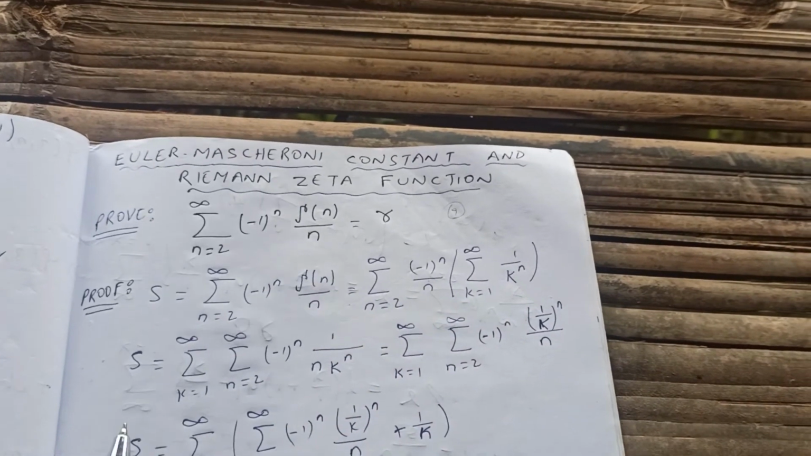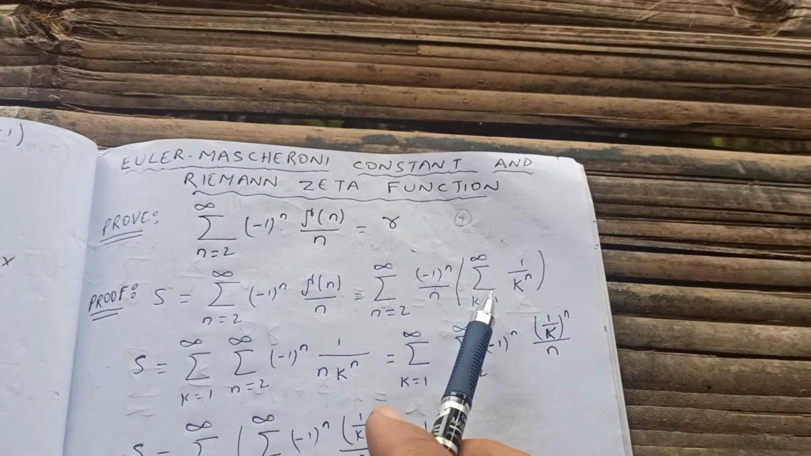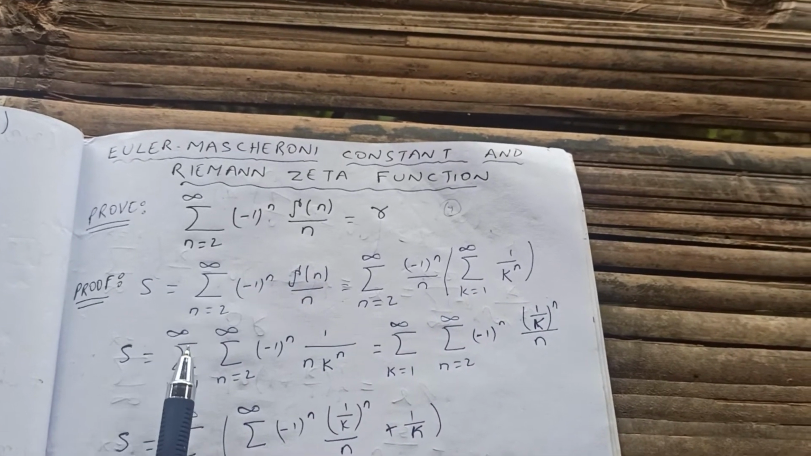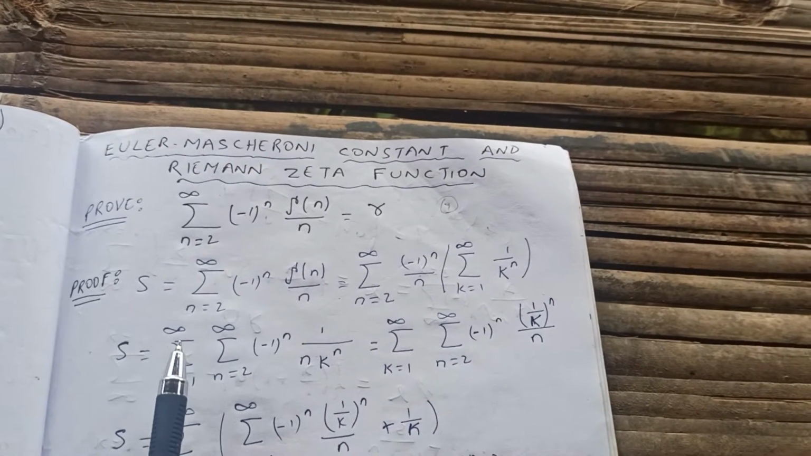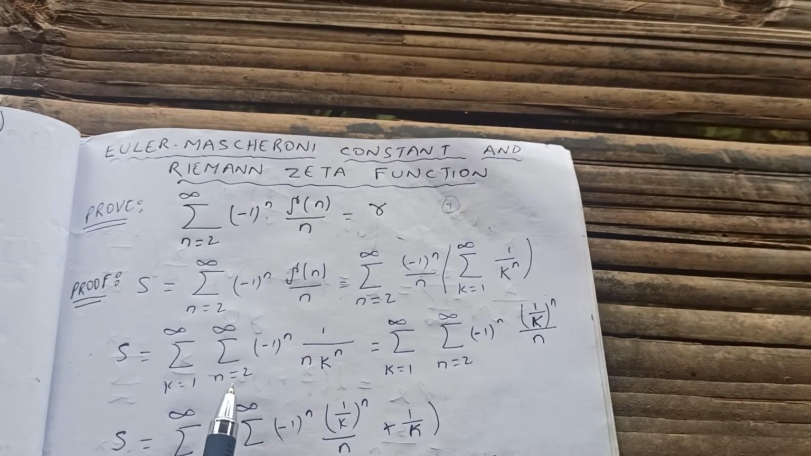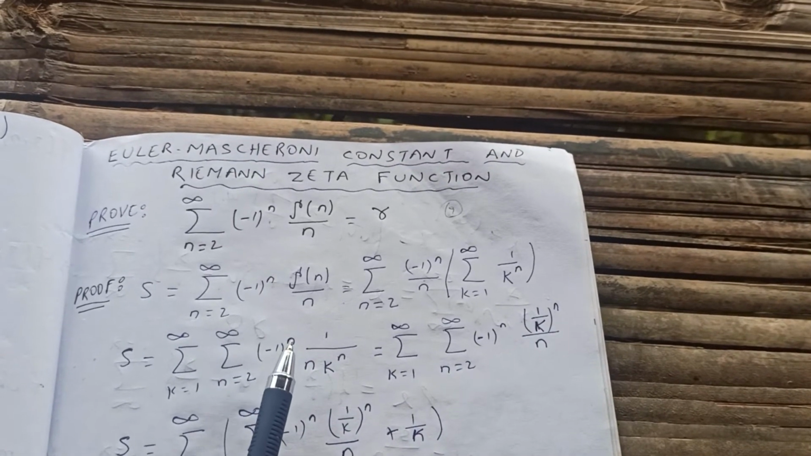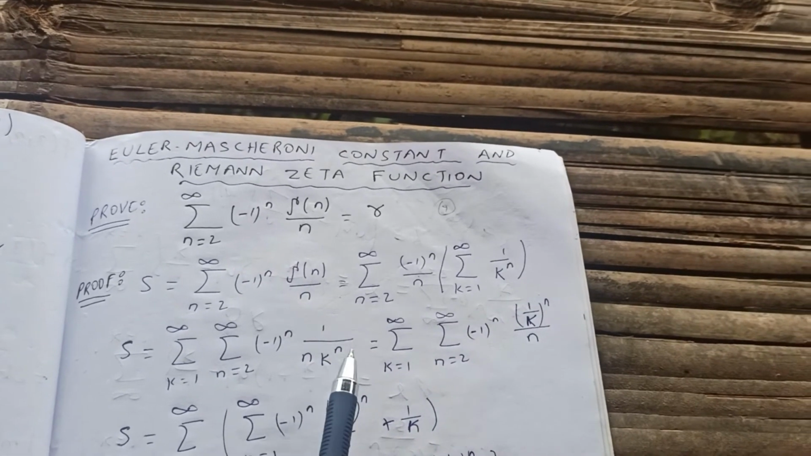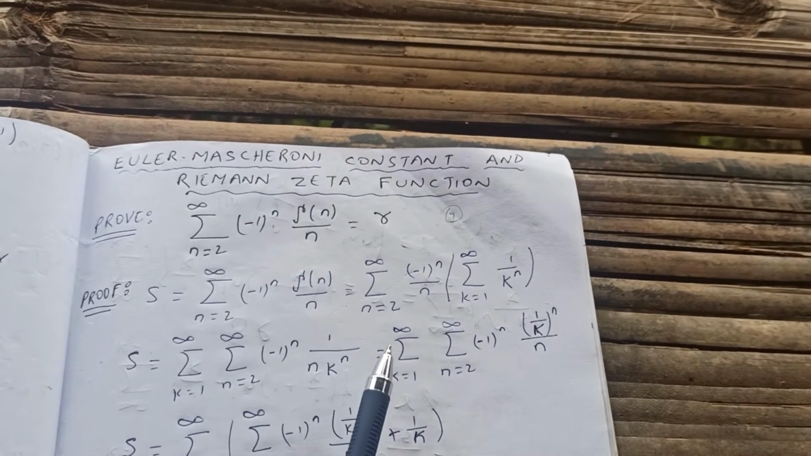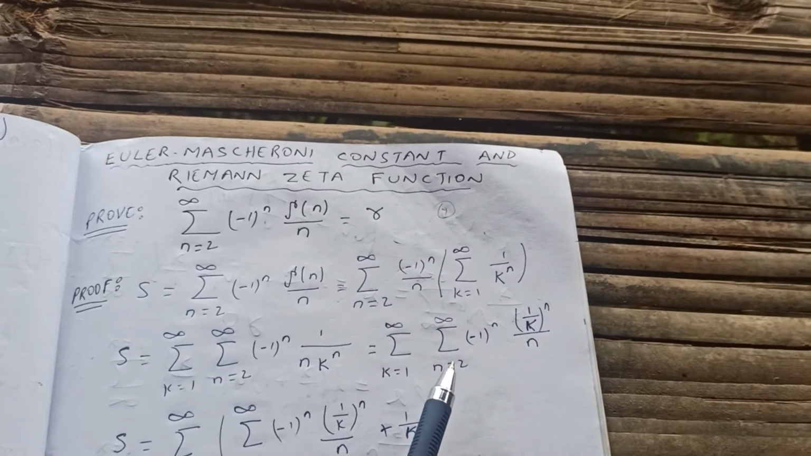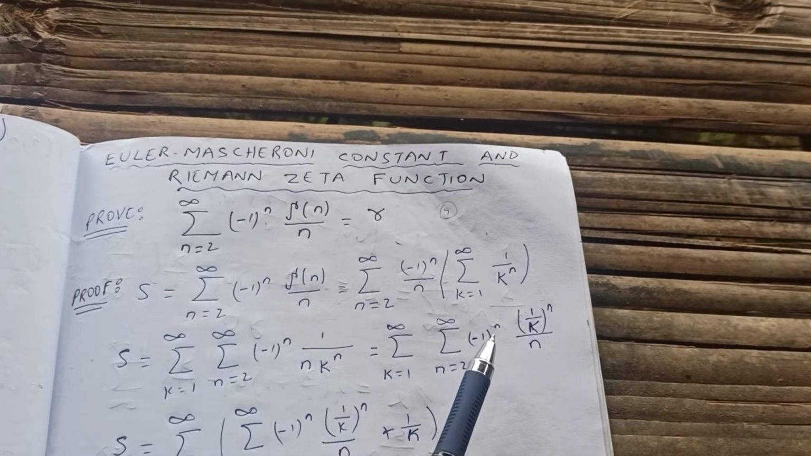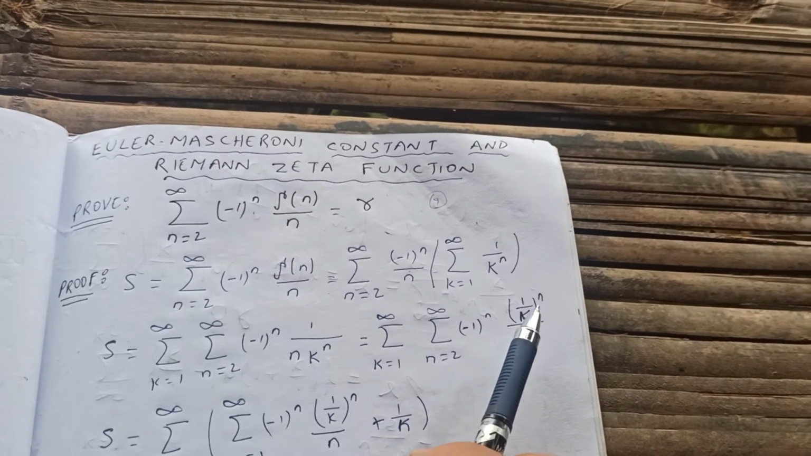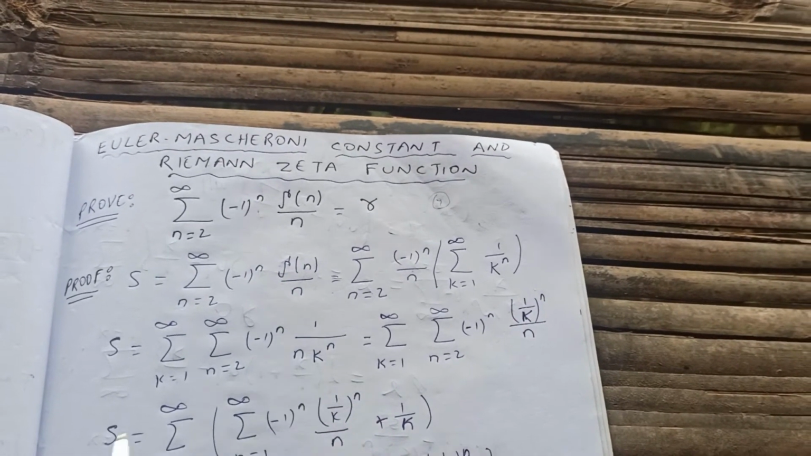Now interchanging these two sums, S is equal to the sum from k equals 1 to infinity and the sum from n equal to 2 to infinity of negative 1 to the n times 1 over n times k to the n. So this is the same as the sum from k equals 1 to infinity and the sum from n equal to 2 to infinity of negative 1 to the n, 1 over k to the power n upon n. Right, so this is the same as this one.